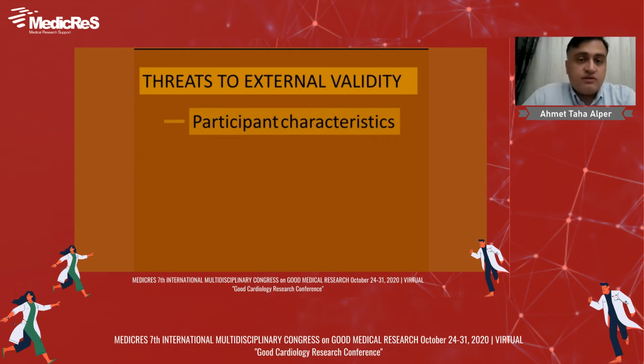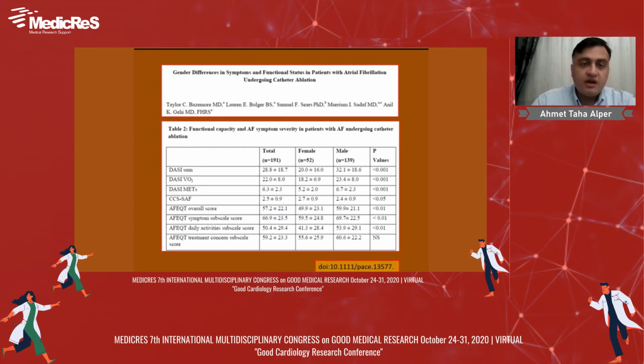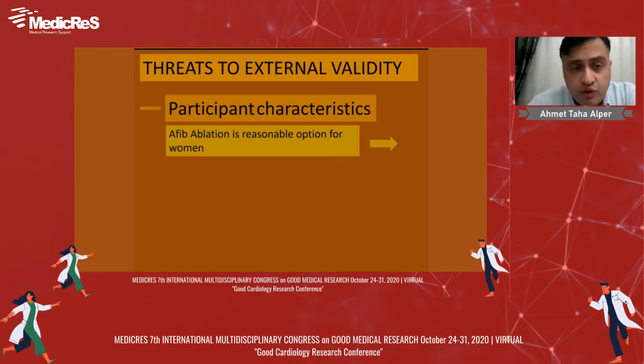Another threat is participant characteristics. Here is an example. A 55-year-old lady who was referred for Afib ablation asks about the procedure. She'd like to know the success rate or complication rate of the Afib ablation procedure. We know that when you compare women with AF, they have poorer functional capacity and their AF symptom severity is higher. Afib ablation is a reasonable option for women.